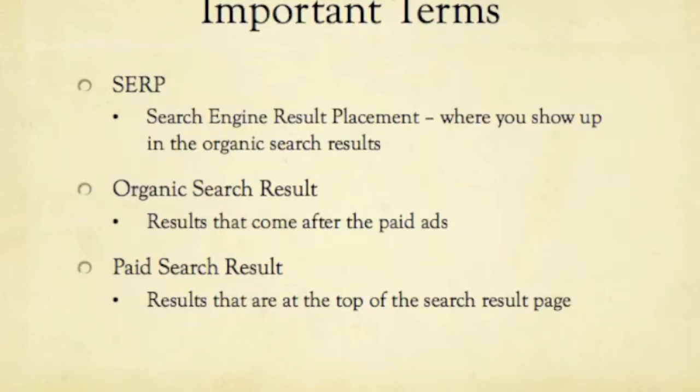So just a few important terms here when you're discussing search engine optimization. The first is a SERP, which is a search engine result placement, and this is where you show up in the organic search results. When you use Google, there's multiple pages, and ideally a well-optimized page will end up in the first page of the Google search results.